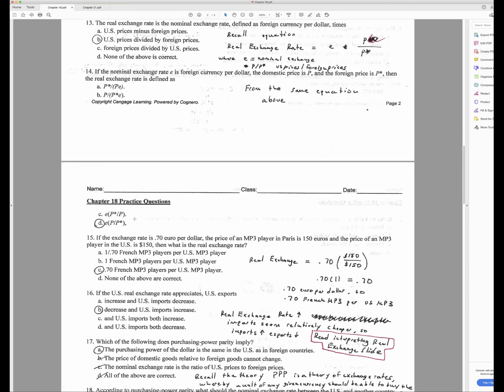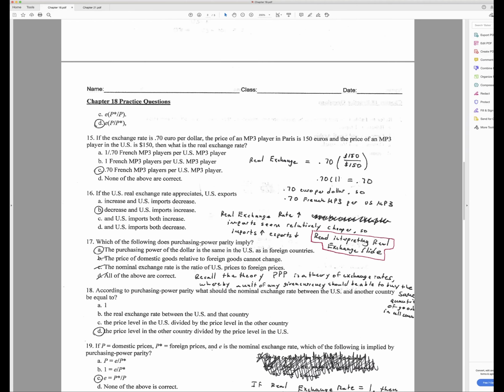Now, for some of the analytical questions, let's say the exchange rate is 70 euros per dollar, and the price of an MP3 player in Paris, in France, is 150 euros, and the price of an MP3 player in the US is $150. Then what is our real exchange rate going to be?